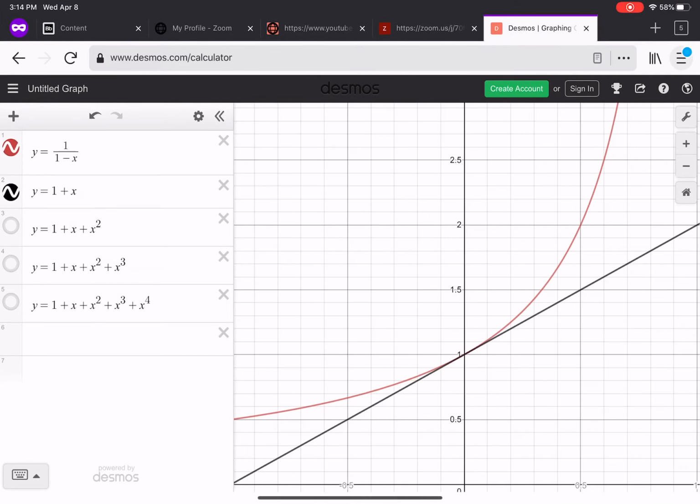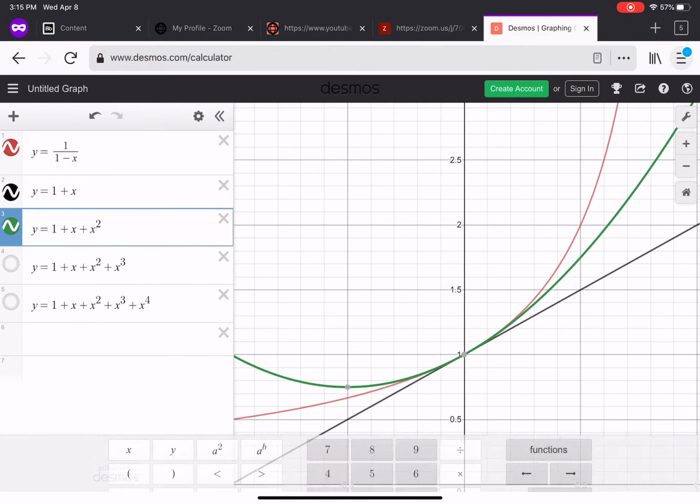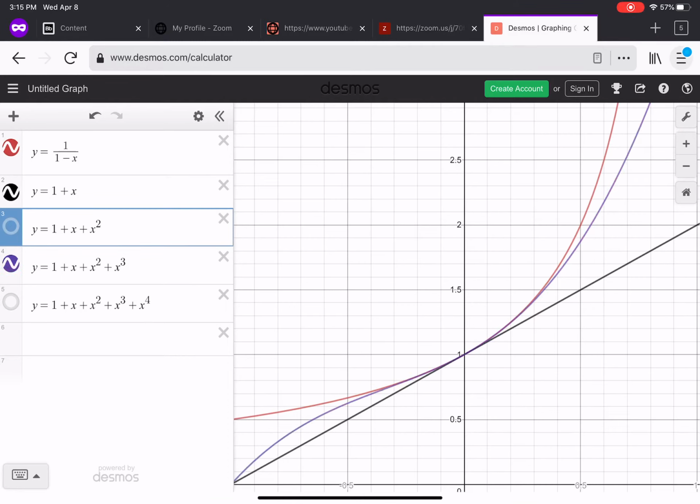So our red is the thing we want to match to. The black is close to that. When I add an x squared, it's now getting curvy because it's like a parabola, and that green curve is a little bit closer to the red curve. And it is curvy, better than the black, but still not perfect. The next one is, whoa, take that away. The purple, let's see if I can compare that to the green too.